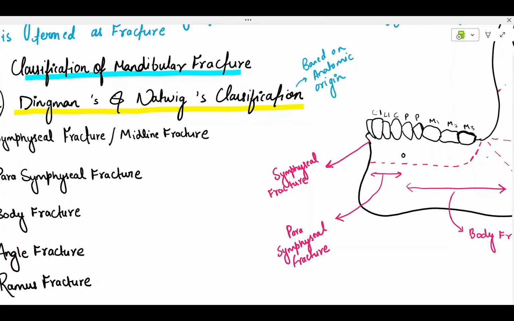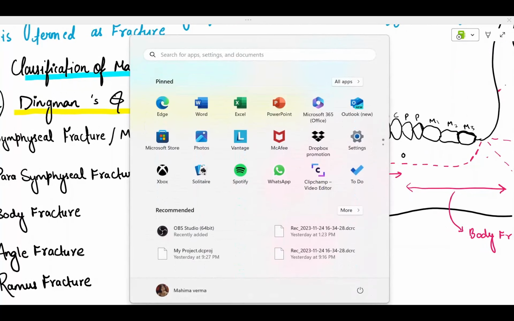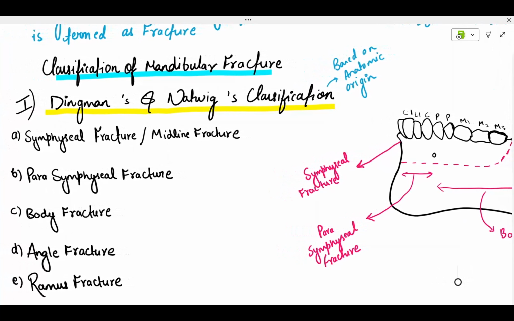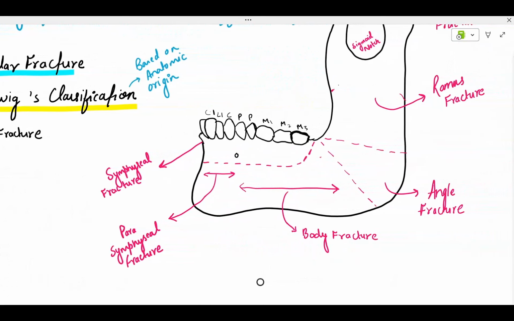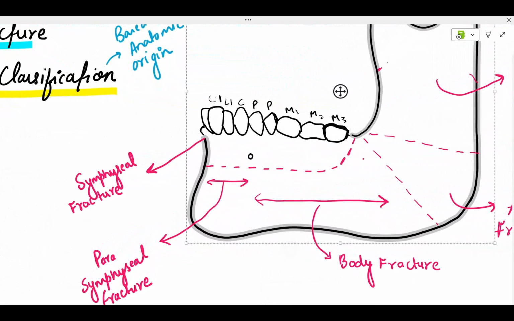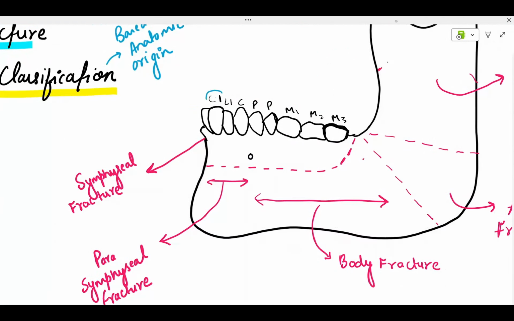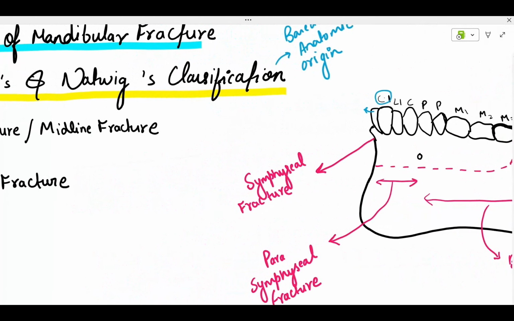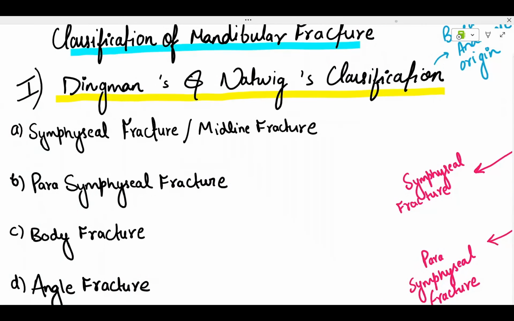So the very first fracture under the Dingman and Natvig's classification is your symphyseal fracture, or the midline fracture. As you can see in this figure, this is the central incisor and this is the central incisor of the opposite side. Between these two central incisors, if the fracture occurs, then that fracture comes under the first category, your symphyseal fracture or the midline fracture.